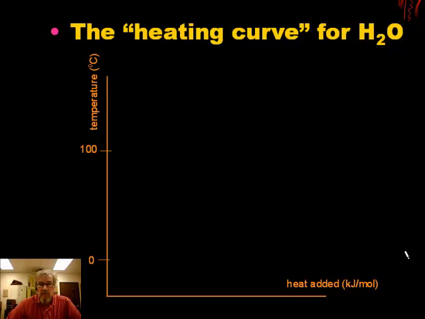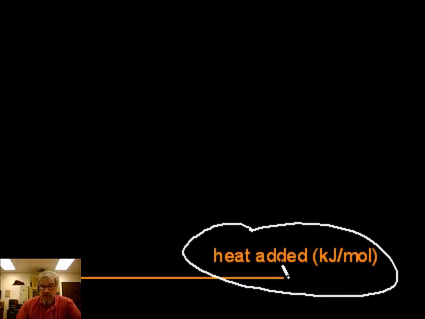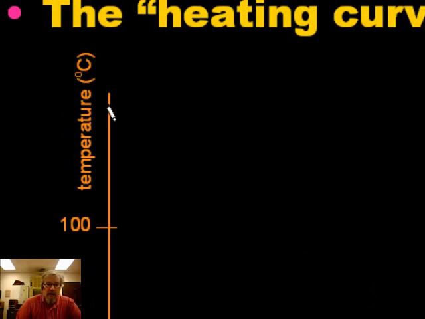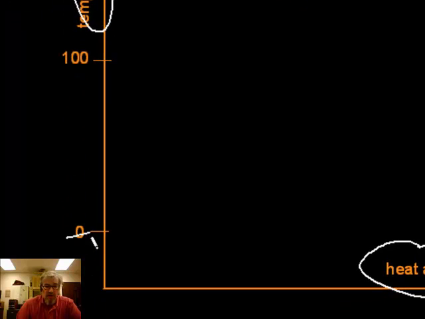Let's take a look at how this would graph out on a heating curve for water. On the x-axis, we've got how much energy has been added in kilojoules per mole. And on the y-axis, we've got temperature in degrees C. And I have a couple of significant marks here. One is 0, that's the freezing point of water, and one is 100, which is the boiling point of water. If we start out with some ice that's frozen and at some temperature below 0 Celsius, the first thing that happens is we will add energy to that substance and its temperature will increase in a straight line relationship.